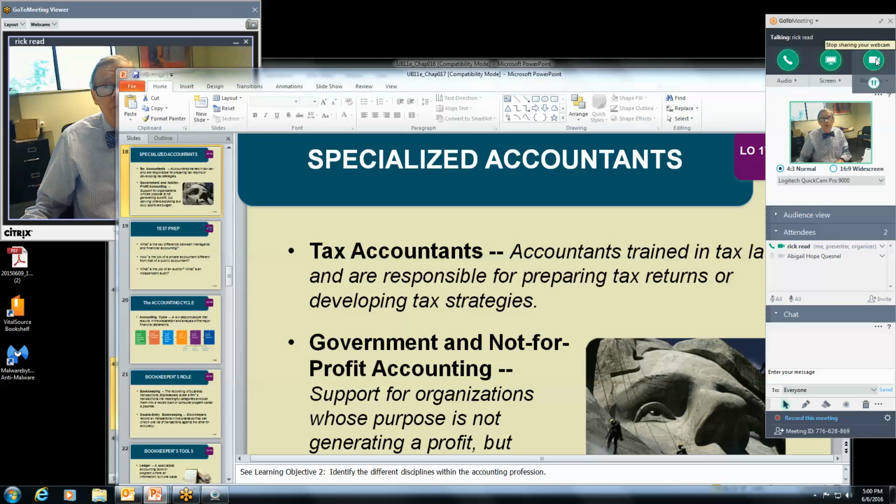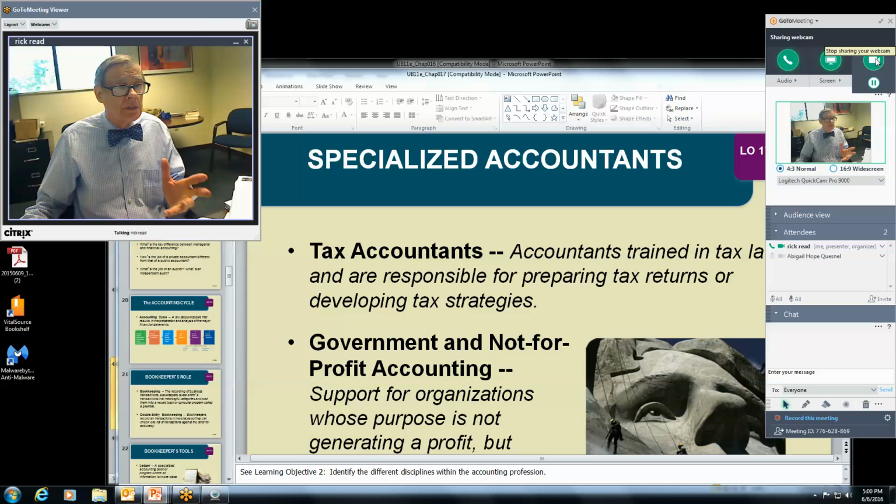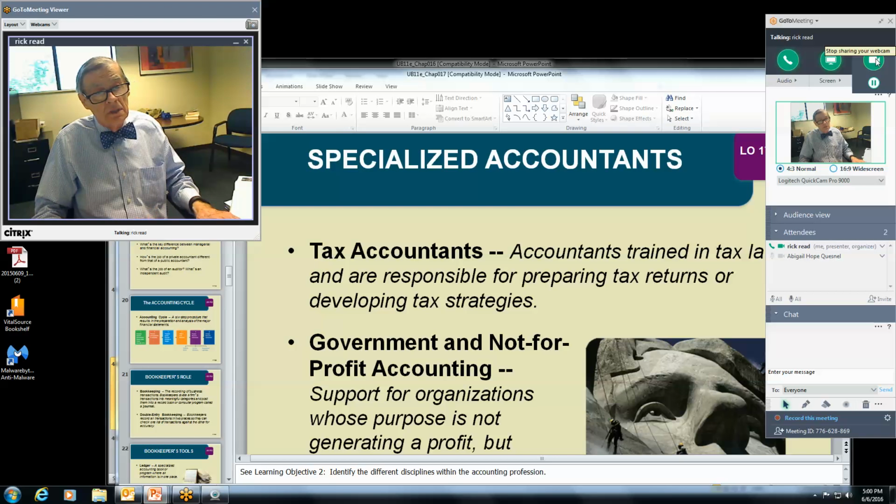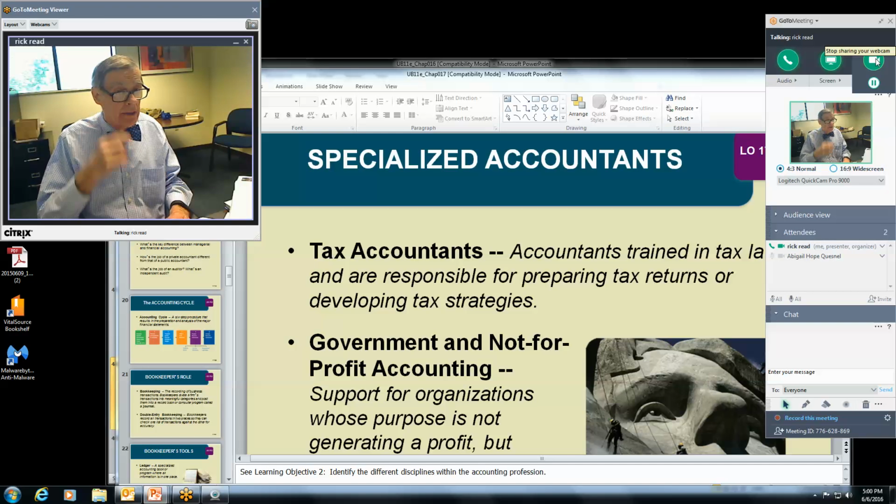We have specialized accountants, those people who are tax accountants, and that's exactly what they do. They prepare tax returns. And then we have government and not-for-profit accounting organizations that obviously are not in business to earn a profit.